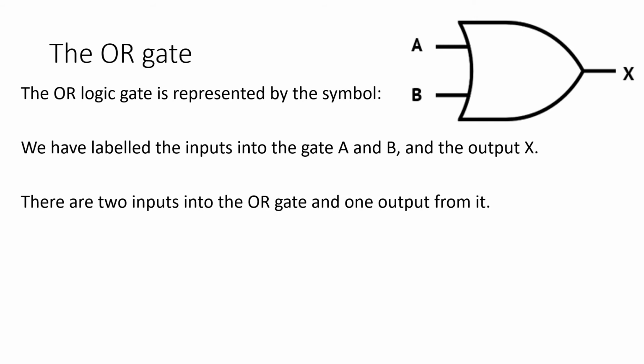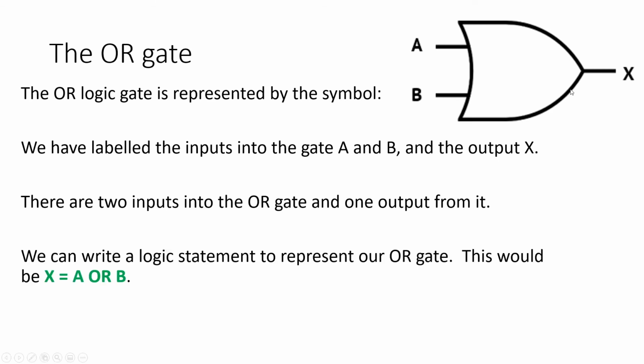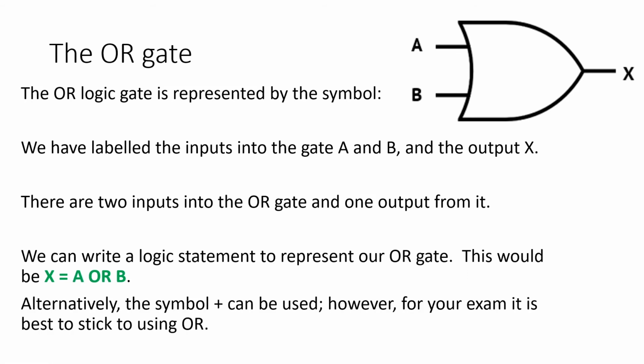So like the AND, which always has 2 inputs and 1 output, the OR always has 2 inputs and 1 output. What does the logic statement look like? X is going to be A or B. At A level, they might use the plus symbol, and that'll give you a little clue about how you try and remember how this is evaluated. But just stick to OR.